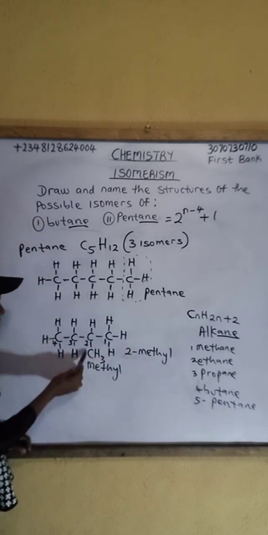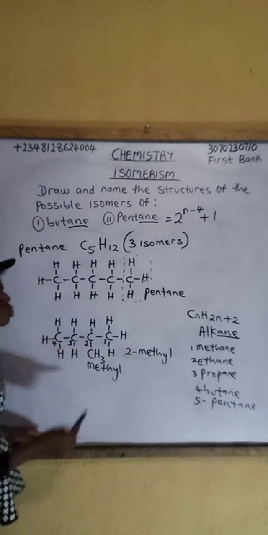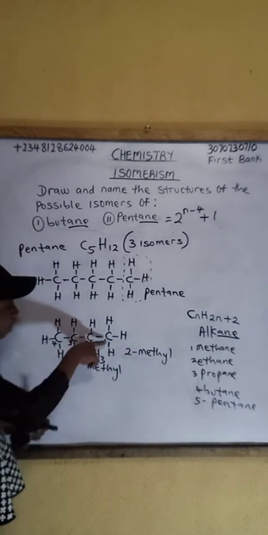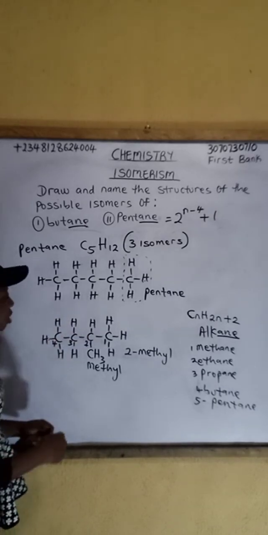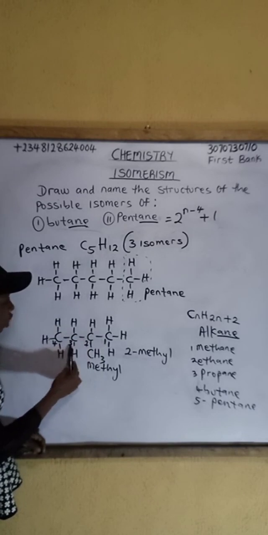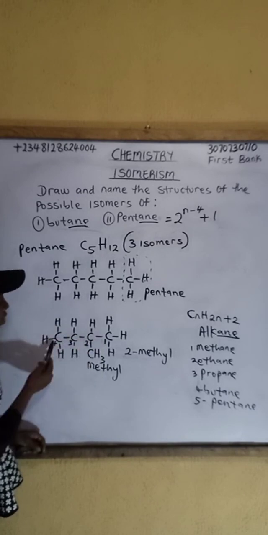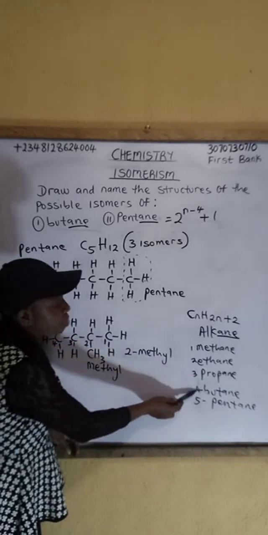2-methyl, because this methyl is on the second carbon atom. So 2-methyl what? Then you name your root hydrocarbon, which is the longest continuous carbon chain. So let's look at it. 1, 2, 3, 4. We have 4 carbon atoms. So that will be the 4th member.